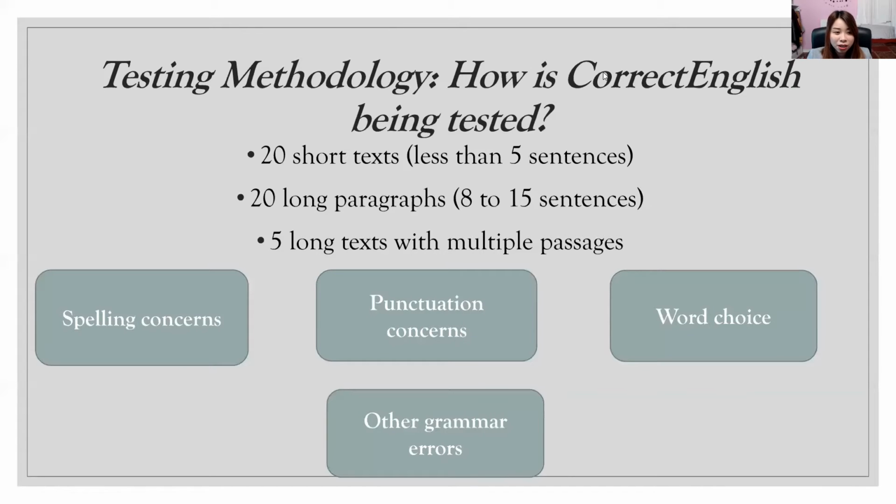To test the accuracy and effectiveness of Correct English, we conducted a test that included 20 short texts, which are less than 5 sentences, 20 long paragraphs, which are from 8 to 15 sentences, and 5 long texts with multiple passages. We classified the errors into 4 main groups: spelling concern, punctuation concern, word choice, and other grammar errors.